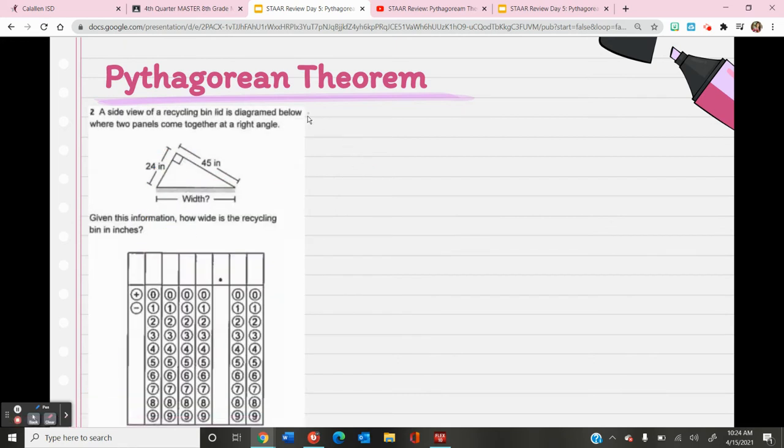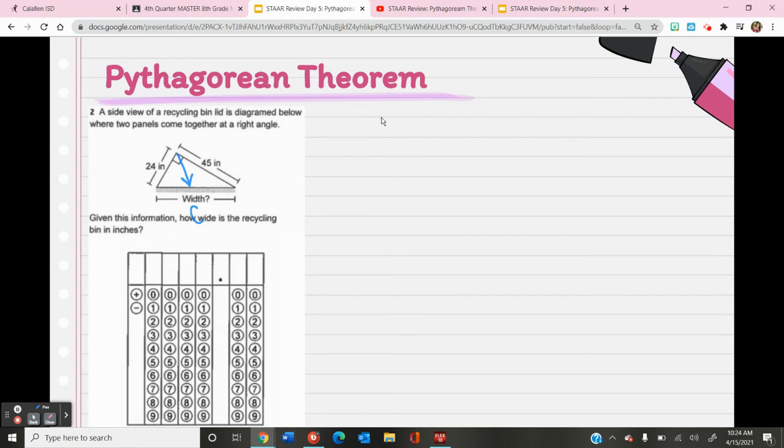It says a side view of a recycling bin lid is diagrammed below, where 2 panels come together at a right angle. So given this information, how wide is the recycling bin in inches? The first thing we want to do is look at our 90-degree angle and draw our arrow to our hypotenuse. So this is my C value. This means that this should be my longest side.